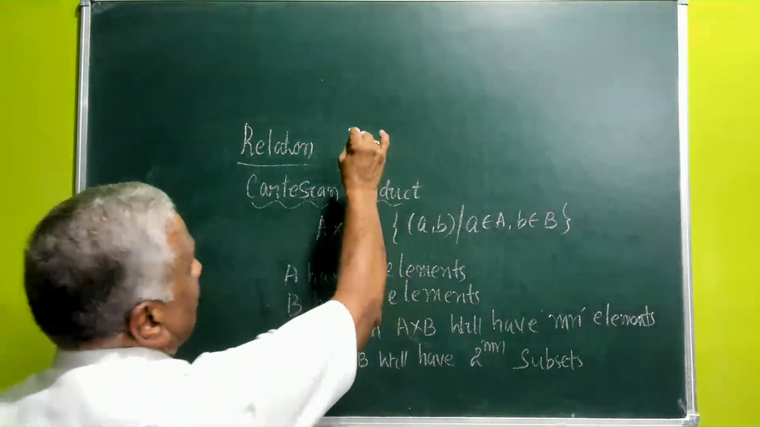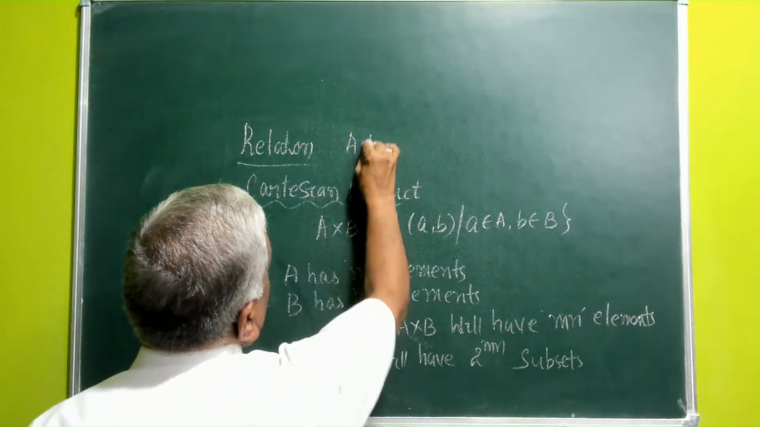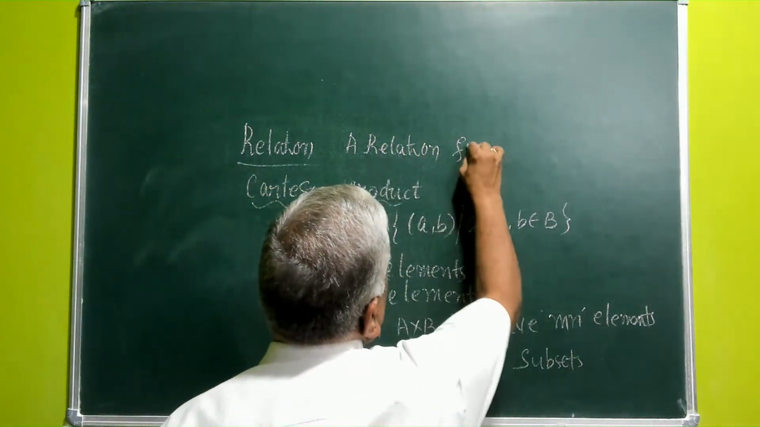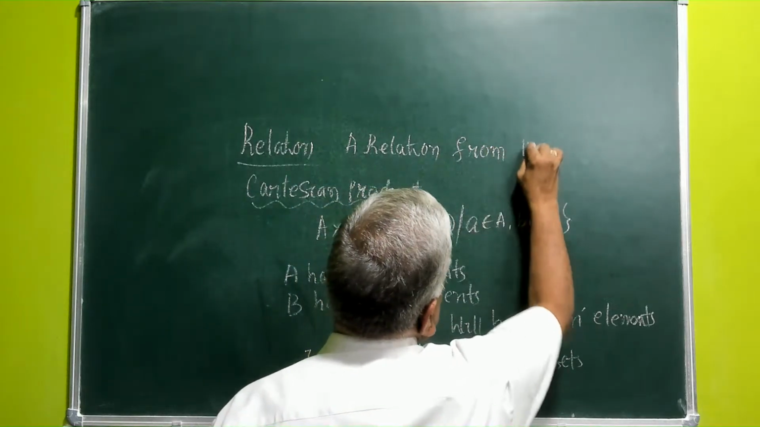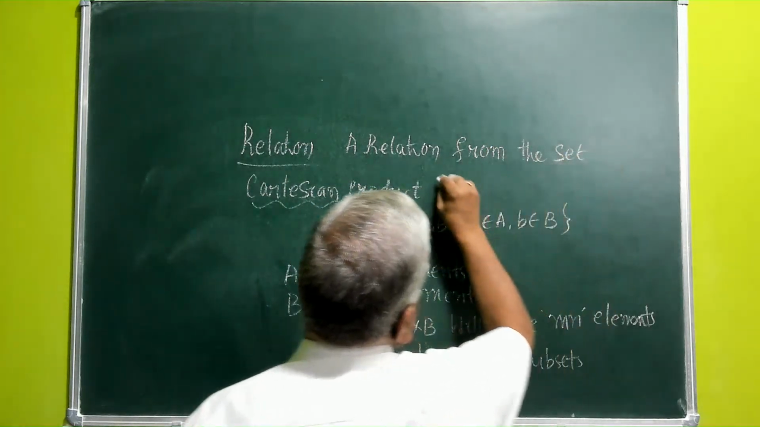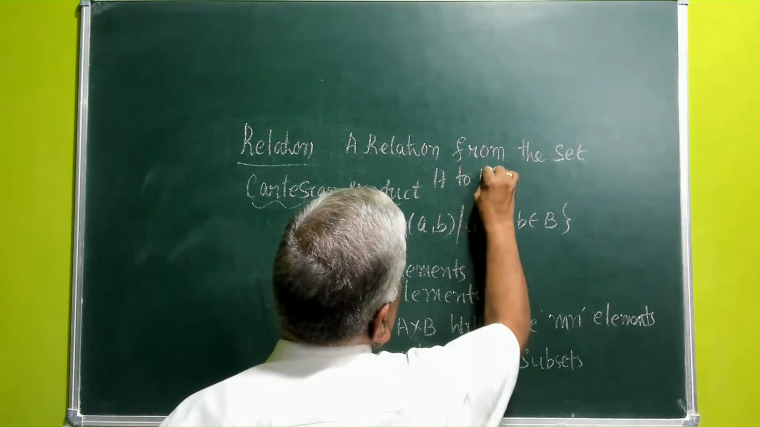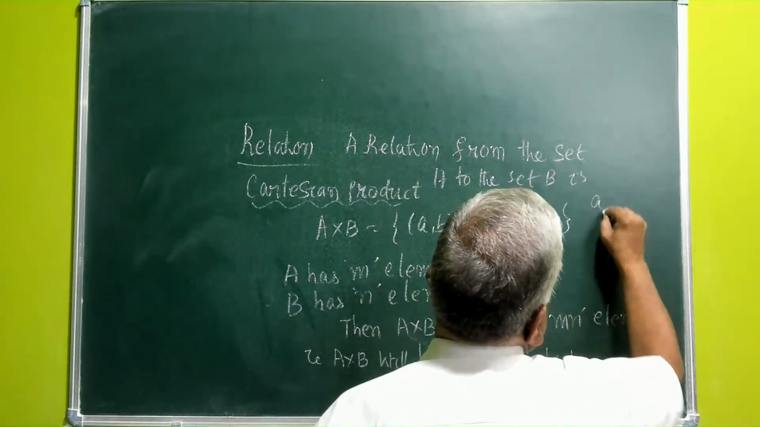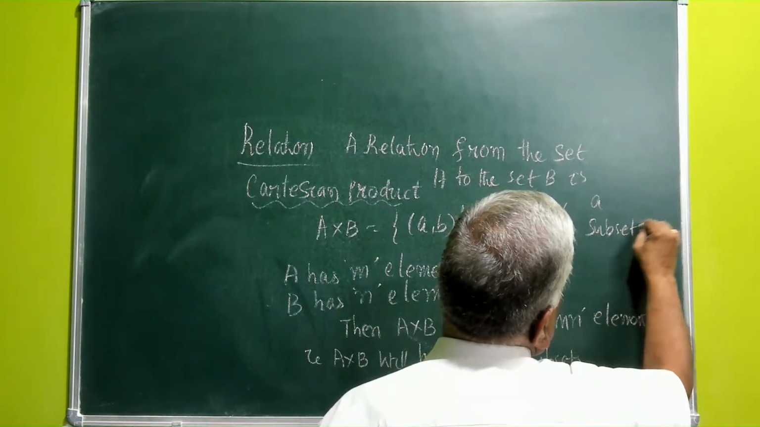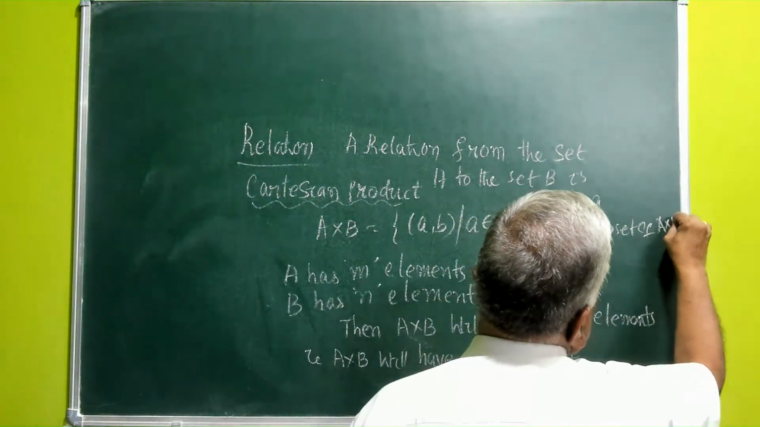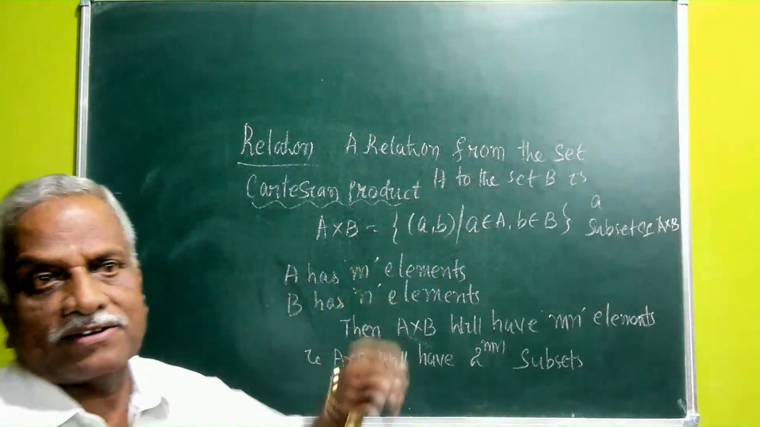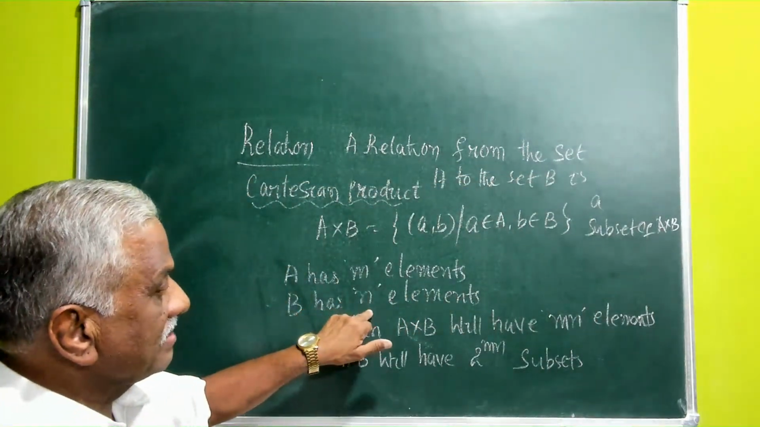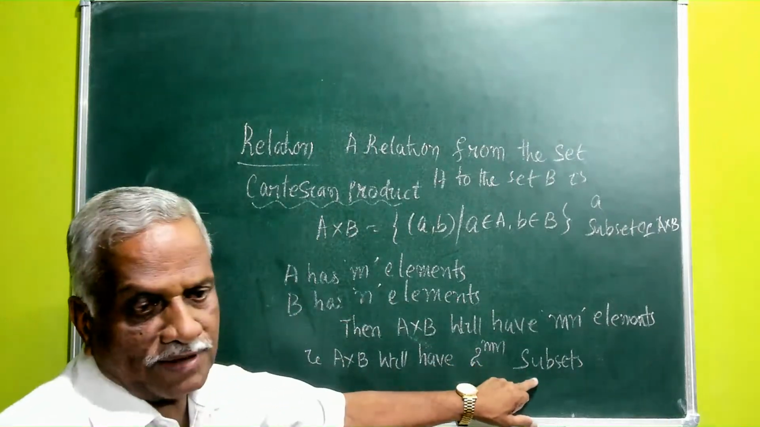Now, what is a relation? A relation from the set A to the set B is a subset of A cross B. A subset of A cross B is called a relation. Now, if A has m elements and B has n elements, A cross B will have 2 to the power of mn subsets.